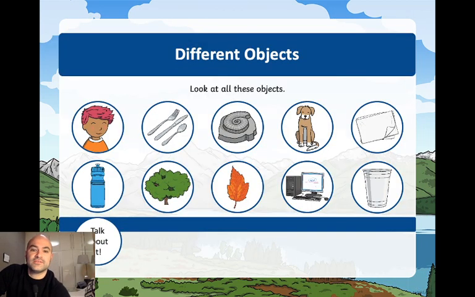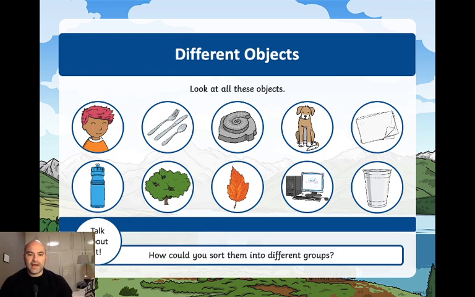Different objects. Look at all these objects, guys. And I want you to tell me what is similar about them. They belong in 3 categories. How could you sort them into 3 different categories? So some of them belong in one category, some of them belong in a second category, and some of them belong in a third category. Okay?